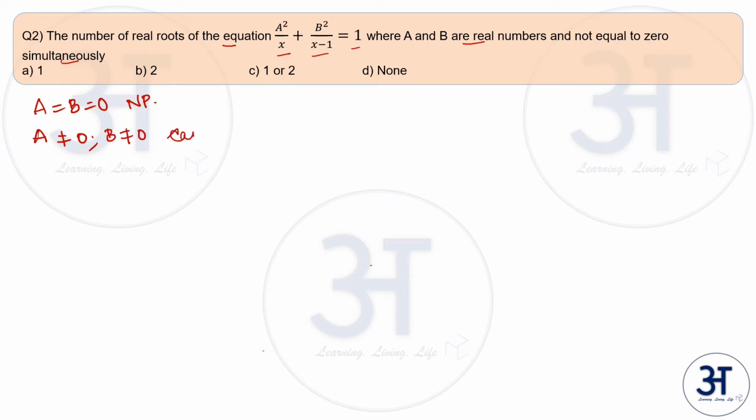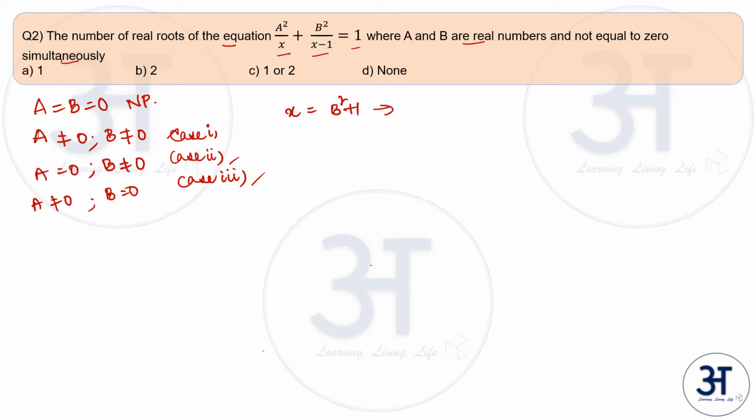So this is case 1. Case 2 is when a equal to 0 but b not equal to 0. And case 3 is when b equal to 0 and a is not equal to 0. So let us take case 2 and case 3 first, because these are equal. When a equal to 0 and b not equal to 0, then you will have x equal to b square plus 1. So there will be one root here. So this is case 2. In case 3, when b is 0 and a is not equal to 0, you will have x is equal to a square. So in this case also you have one root.